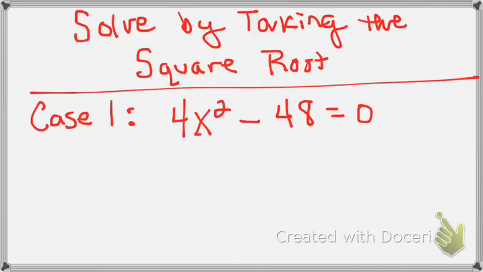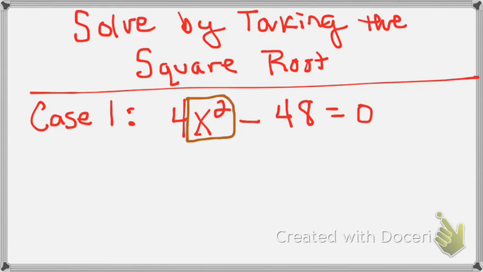Solve by taking the square root. We have two different cases to look at. This is going to be case 1. Case 1 is where we just simply have an x squared that we need to isolate. There's nothing with the squared, it's just simply x squared. There's no other constants, there's no other parentheses, it's just x squared.